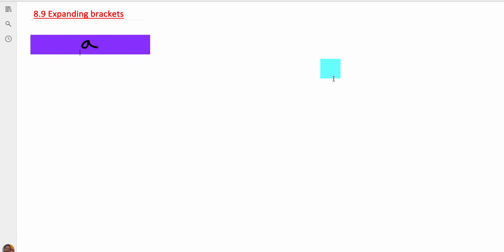Now, this block that I have here, I'm going to put next to it. So I'm adding this little block to the purple one. Let's call this B. So what I have just done is A plus B. Agree with me? So that's the block that I created here.